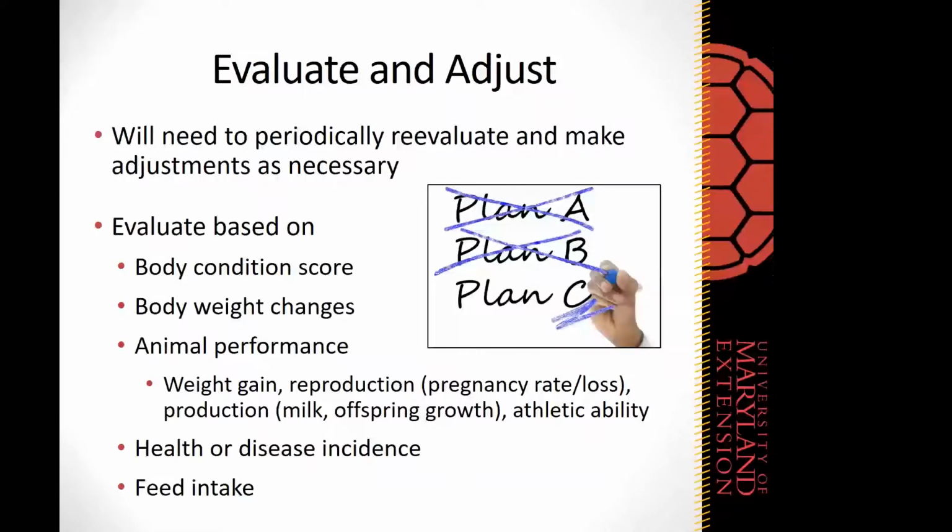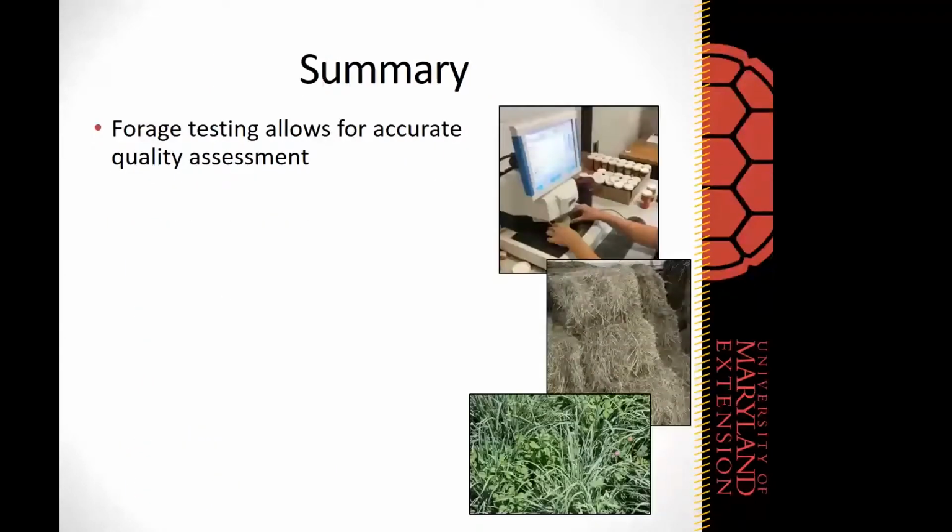So the final thing is to just evaluate and adjust. So if you see, based on body condition score, based on body weight, based on the performance of the animal, health or disease rate or incidences can make a difference, feed intake, we can use all of those different clues to adjust our nutrition program and adjust what forages might be the best fit for our different livestock at our different life stages.